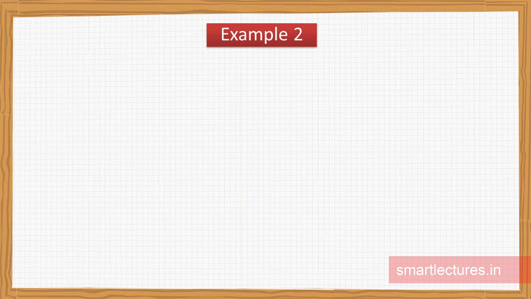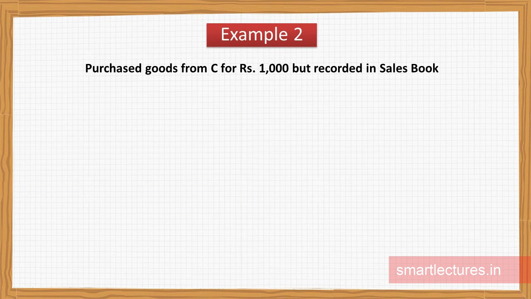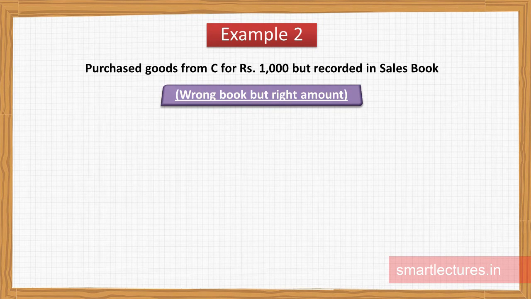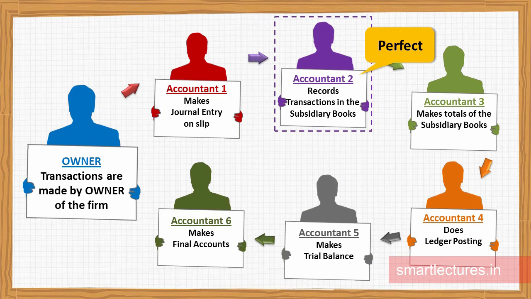Let's take one more situation. Goods purchased from C for rupees 1,000 but recorded in the sales book. Means what's the error? The amount is right but the book is wrong, because these are the credit purchases from C. It should have been noted down in purchases book, but the accountant has noted it down in sales book by mistake. So who has made the mistake? Recording accountant has made this mistake.